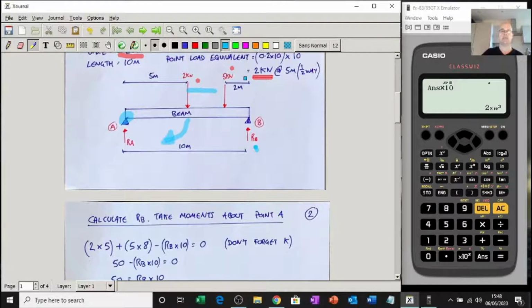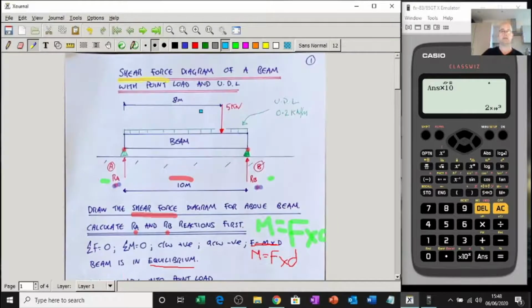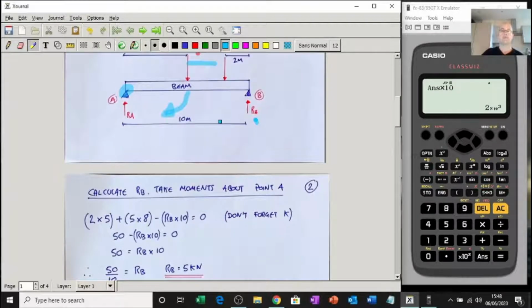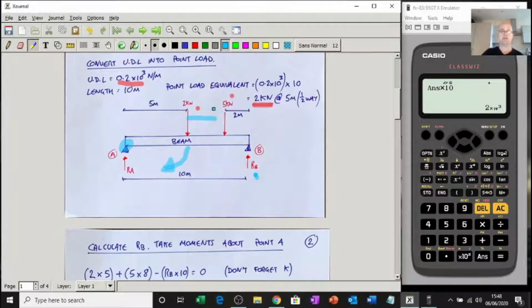So 5 times 8, that's the force, kilonewtons, don't forget. 8 is going to be the distance, and it's going to be clockwise, because it's trying to make this go that way. So that'll be that force and that force. RB is a force, we'll put it in, we're trying to find it. It's trying to make this beam go that way, which is anti-clockwise, that's why we get a negative number.